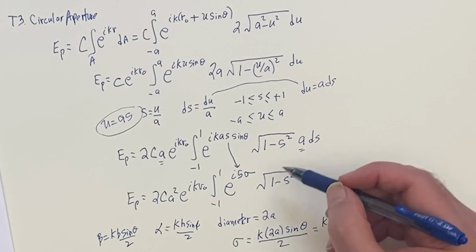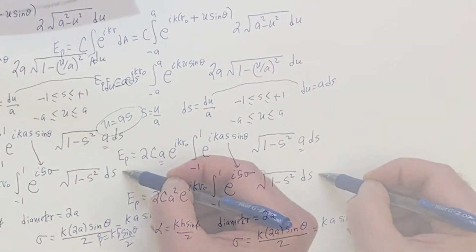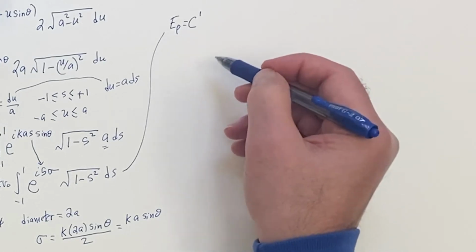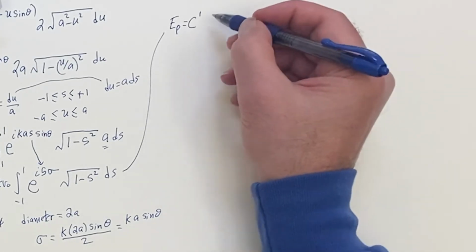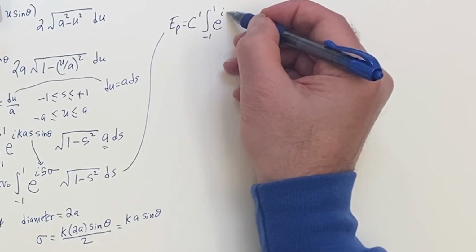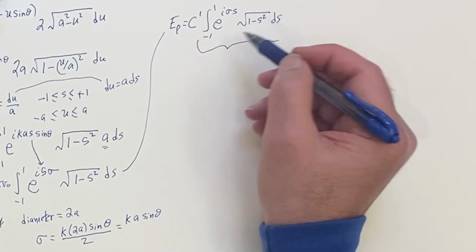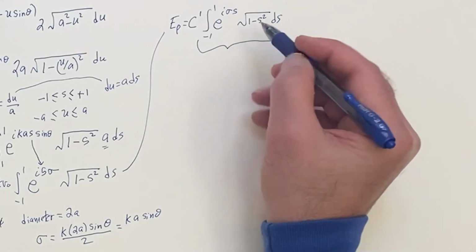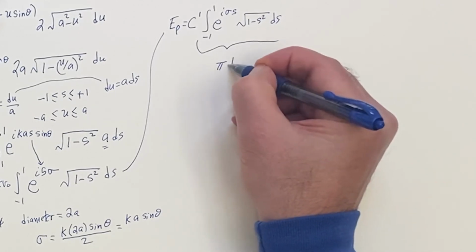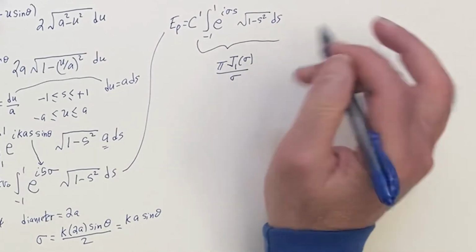This integral cannot be done, so we're kind of at a standstill. If we look at what we have so far, E_P is some constant C prime; we'll absorb everything in there together. And that's from -1 to +1, e to the i S sigma, or sigma S, it doesn't matter which way you write that, square root of 1 minus S squared dS. And this is one of the Bessel functions of the first kind. In particular, this is pi times J1 of sigma over sigma, a Bessel function.